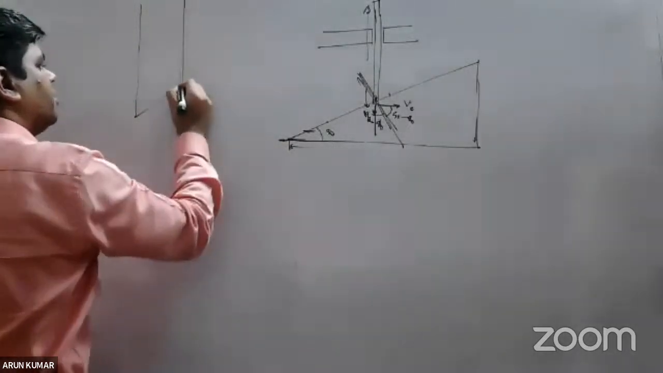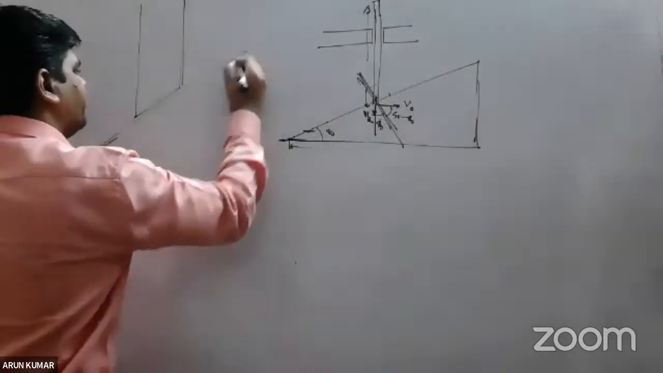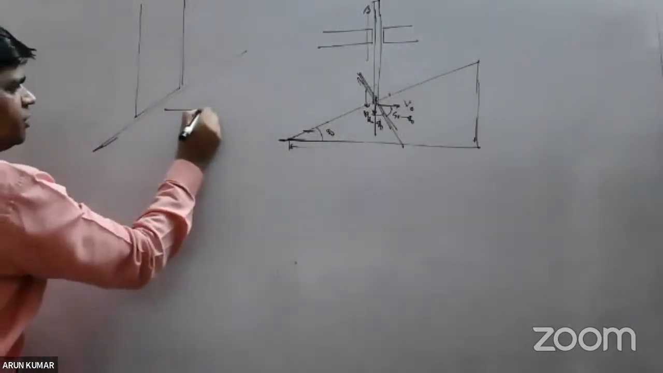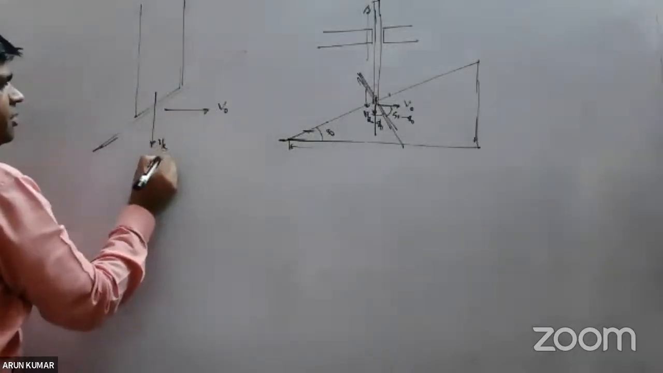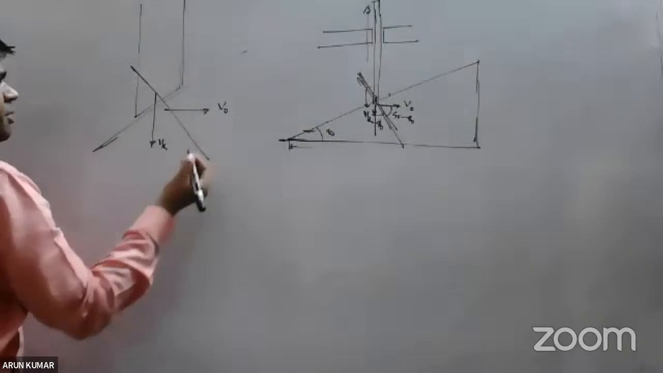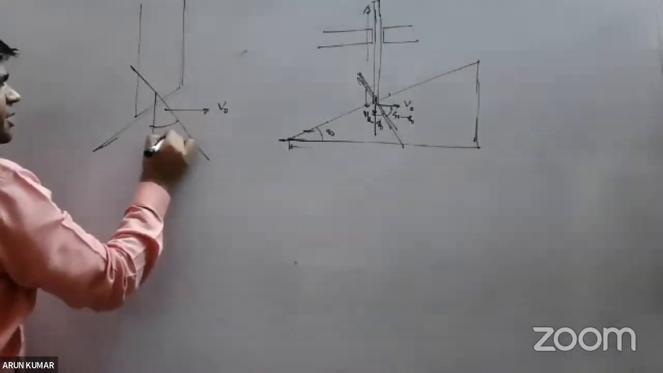This is the rod and this is the wedge. The wedge is going towards the right with velocity v naught. The rod is coming down with velocity Vr. And this is my common normal. If this is my common normal, this is theta.